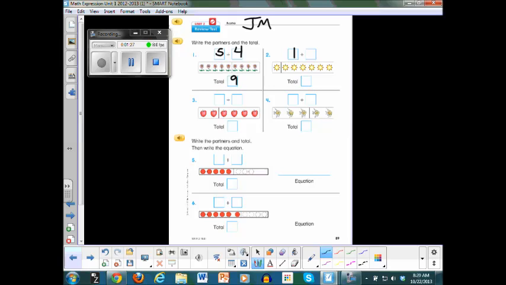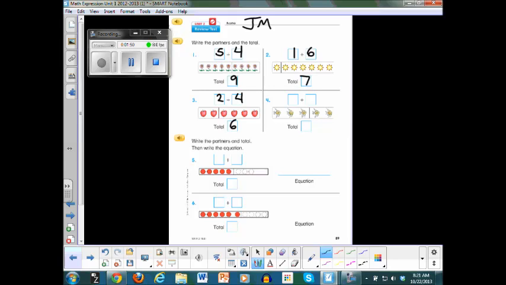Oh, let's say that again. I heard 3 different numbers. 1 and 6 are partners of what? 7. Okay, move on down to number 3, apples. 2 apples on the tree and 4 apples off of the tree. How many apples? 6. 2 and 4 are partners of 6.